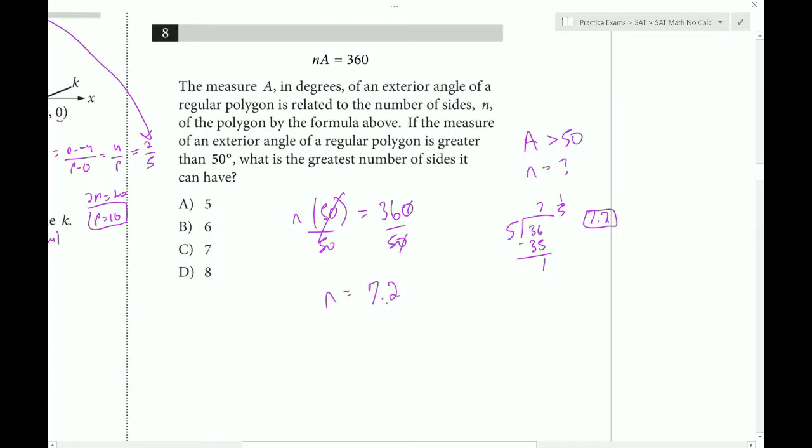Now, n is equal to 7.2, so that's how many sides there would be if the angle was 50 degrees exactly. But if we have an angle that's greater than 50, then we're going to be dividing by a larger number, let's say 60. That would give us 6 sides, 360 over 60. So we know that this number is going to go down, if anything. So the next nearest integer is 7. So let's go with that choice.